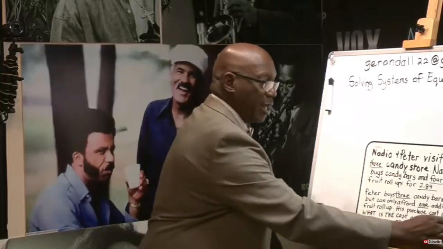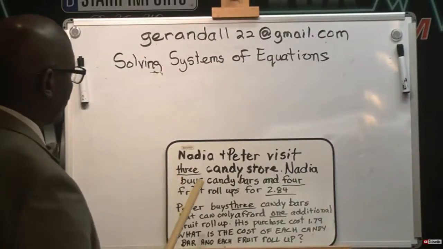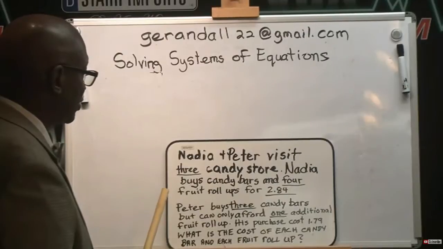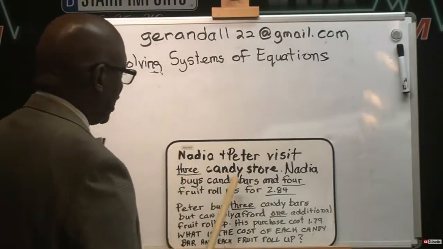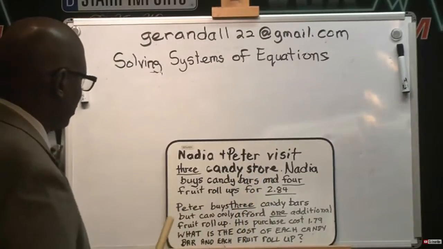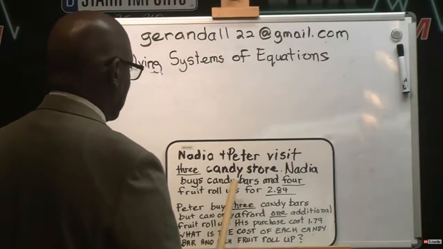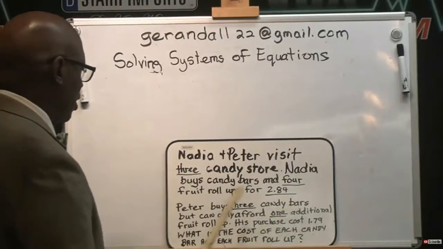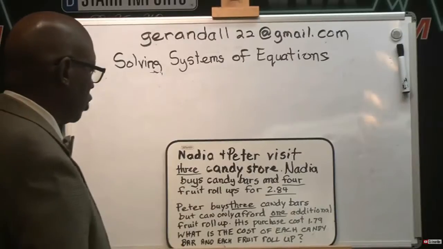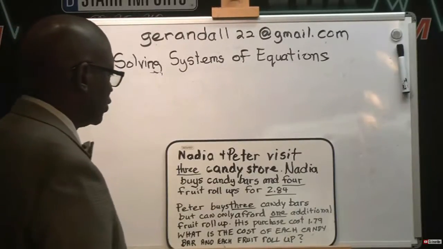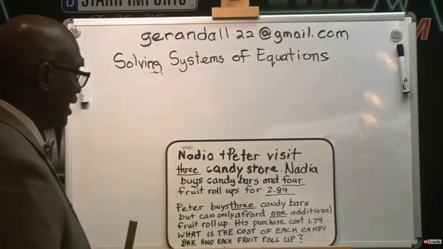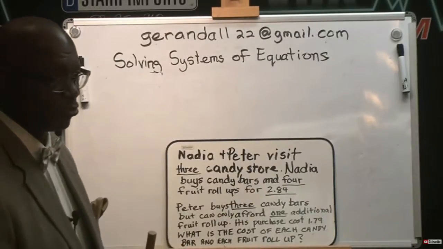Welcome back. And today we're going to look at a word problem. And again, it's going to be a form of solving a system of equations. It says Nadia and Peter visit a candy store. Nadia buys 3 candy bars and 4 fruit roll-ups. Peter buys 3 candy bars, but can only afford 1 additional fruit roll-up. His purchase cost is $1.79. So first, what is the cost of each candy bar and each roll-up?